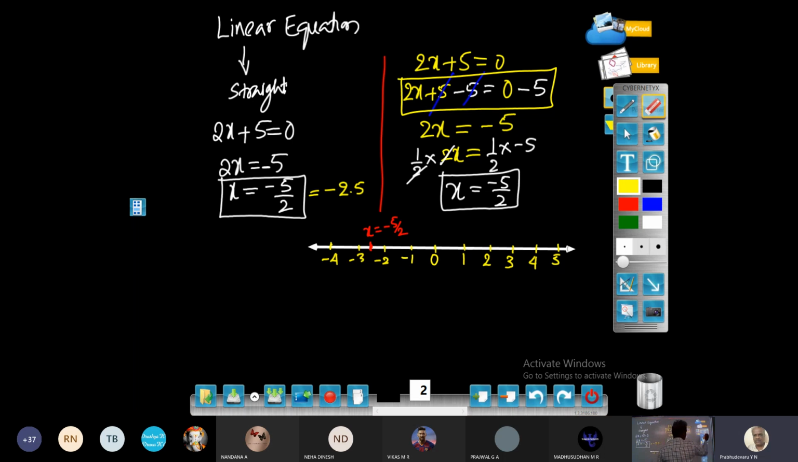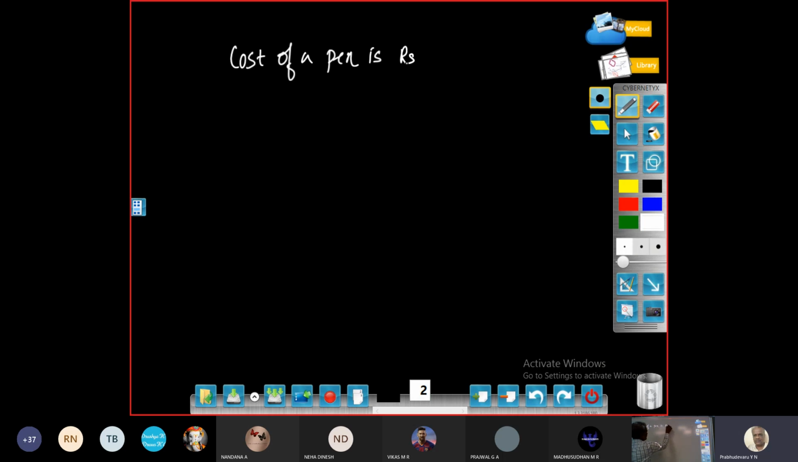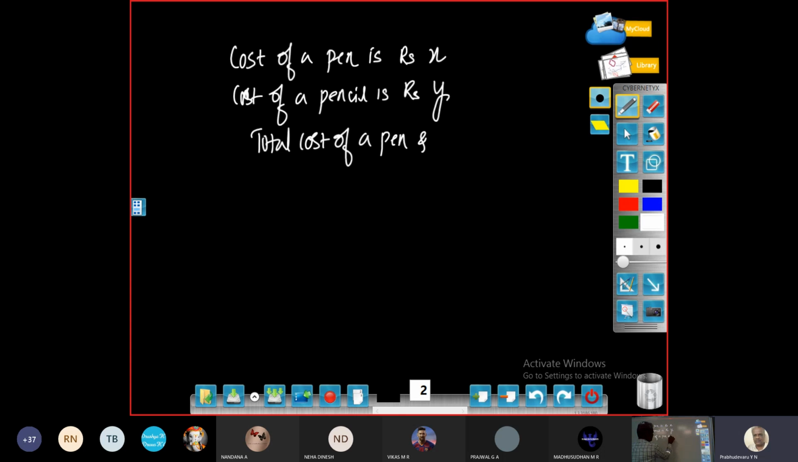Now I will take one more example where the situation I will explain in words. The cost of a pen is rupees x and the cost of a pencil is rupees y, and the total cost of a pen and pencil is rupees 25. So now form the equation using this.